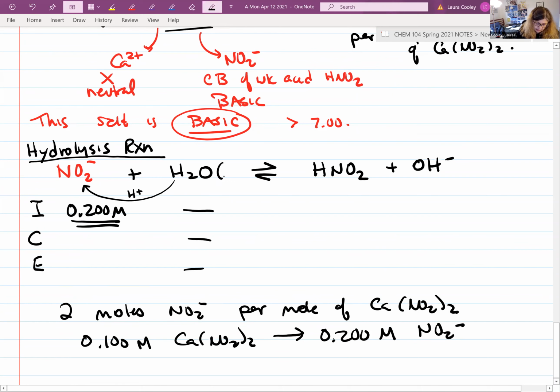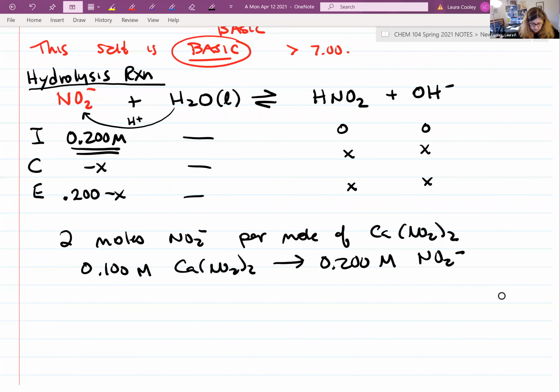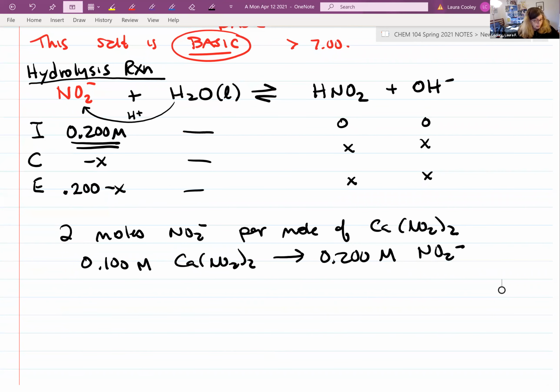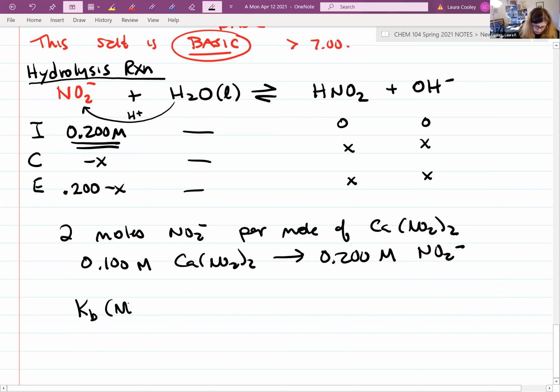Again, we have water being the liquid, zeros for start, minus x, x, x. I hope that this is becoming somewhat rote for you at this point, setting up this type of ICE problem. Okay, so we end up with our Kb for NO2 minus, which is the K equilibrium for this reaction, is x squared over 0.200 minus x.